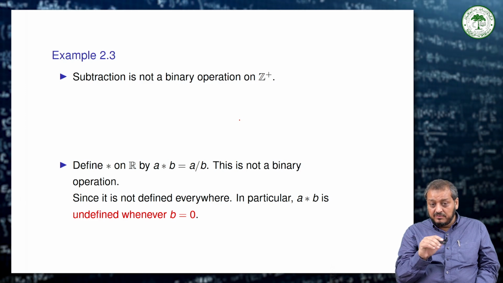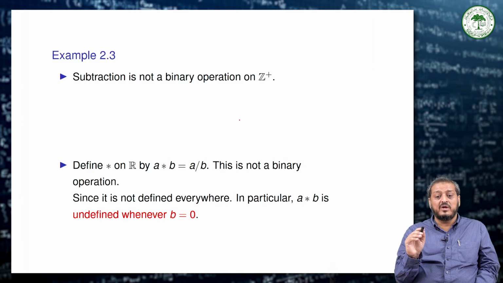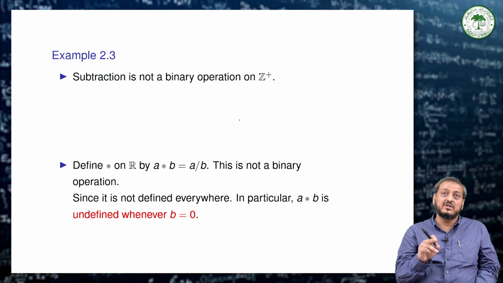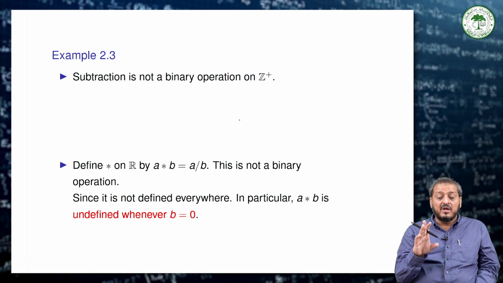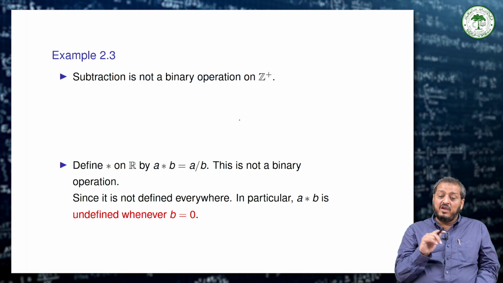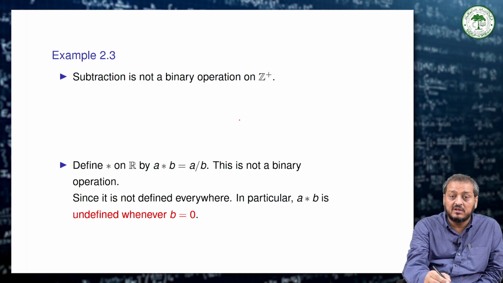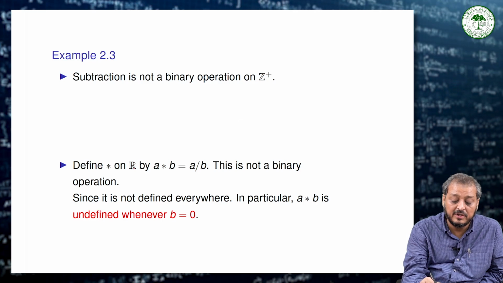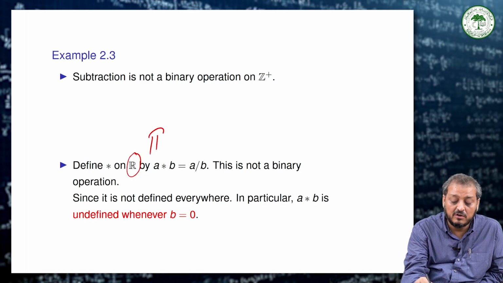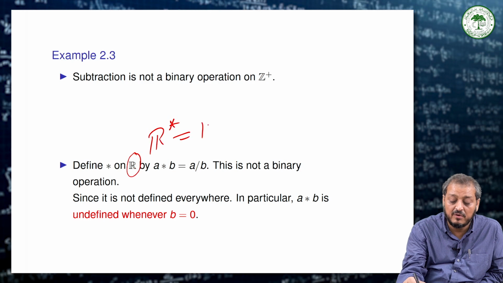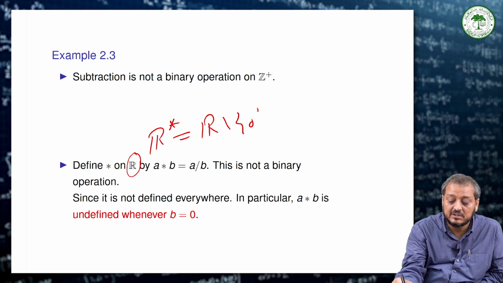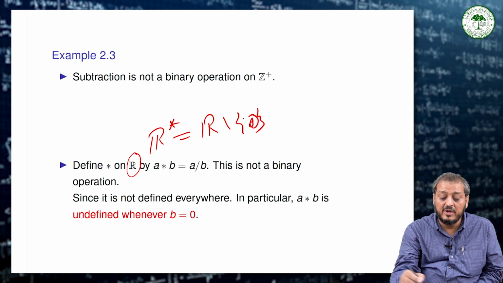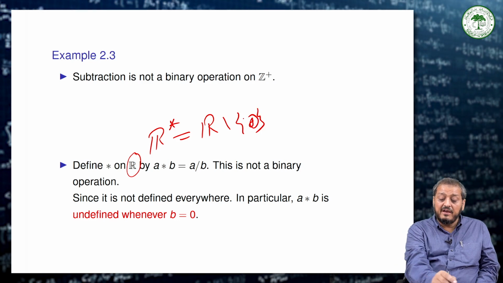So this means the map defined by a * b = a divided by b is not a binary operation in the case b = 0. If we change this a little bit, if we take a set R star, meaning we have all the elements except 0, then we just have to see that this is defined everywhere.